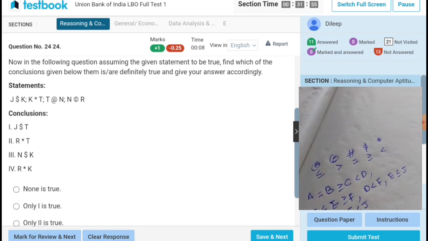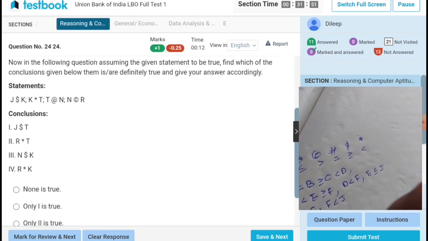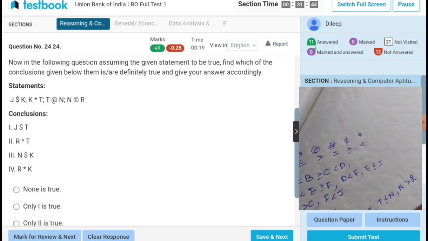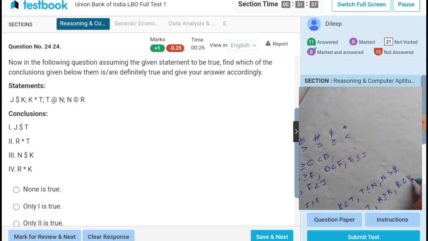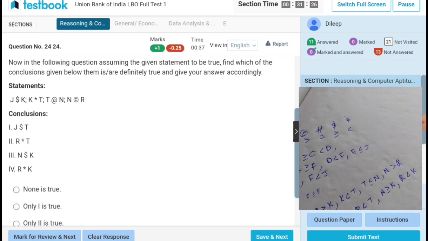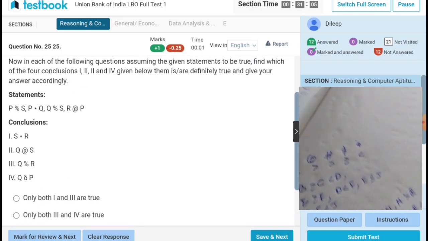Assume the statement is true. J greater than or equal to K, K less than T, T less than or equal to N, N greater than R. J greater than or equal to T, R less than T, N greater than or equal to K, R less than K, less than N, N greater than or equal to T, greater than K. So none is true. Next.